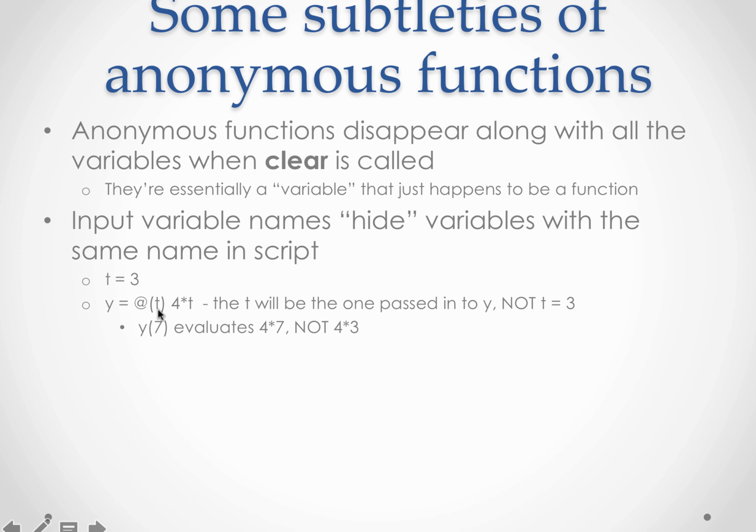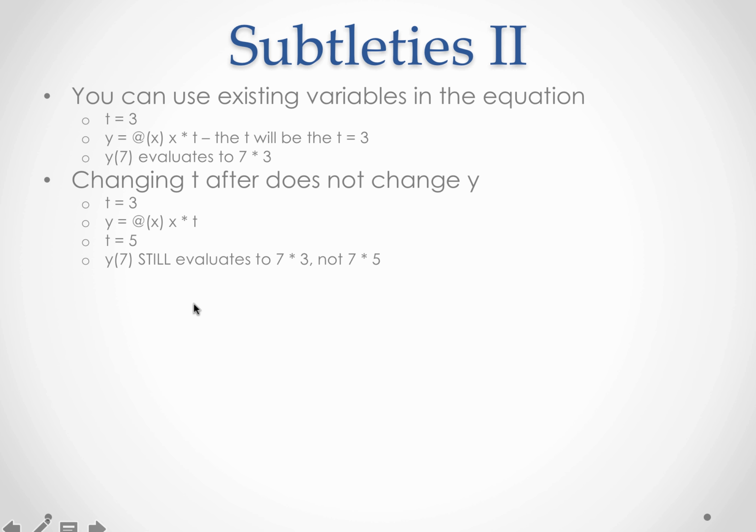You could rename this t2 or t3, and call this t2 or t3, and the function would behave exactly the same. So in this case, if you call y with 7, this evaluates 4 times 7. It does not evaluate 4 times 3. So there are some other subtleties of functions here.